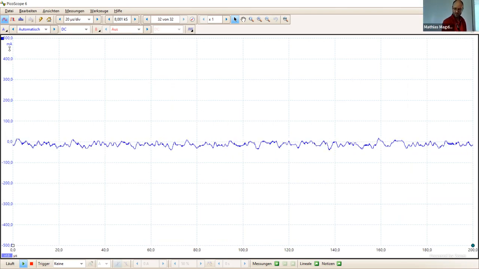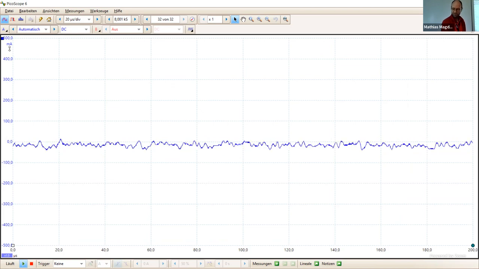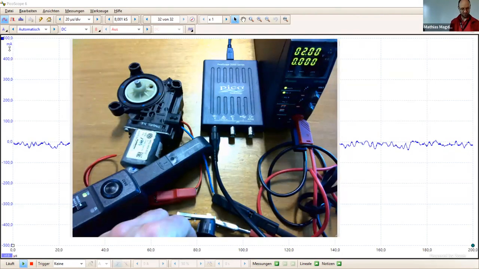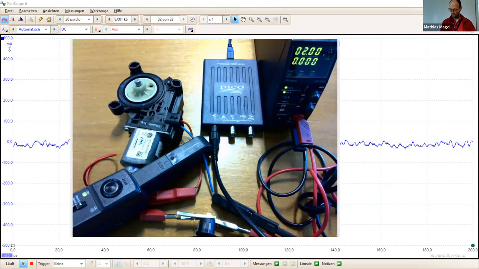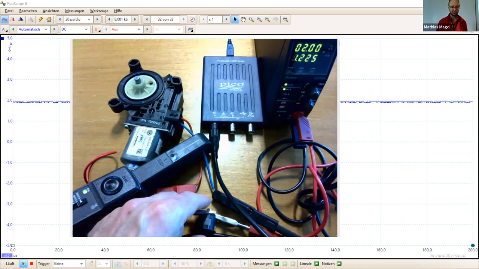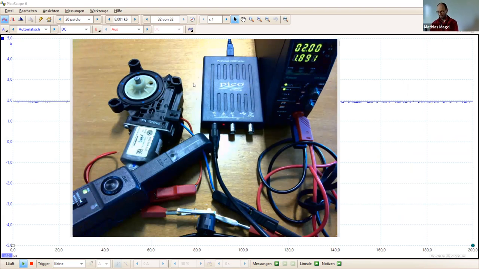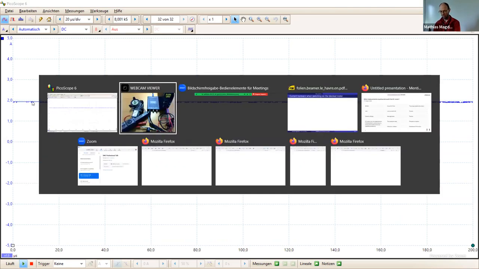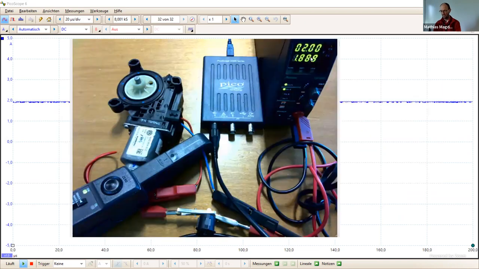So now I will, that's my camera window once again. So now I will switch on the motor here with my switch. And then you can see that something changes in the background. And then you can see that at the moment we are measuring slightly below 2 amperes of current, which perfectly makes sense because my instrument here, my DC power supply, also shows something like 1.9 amperes of current.